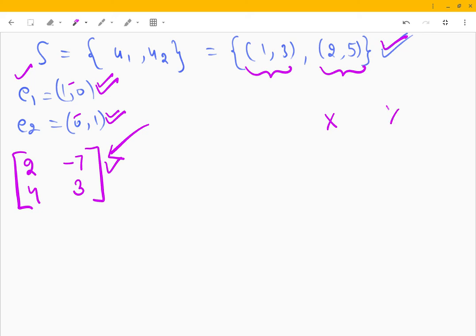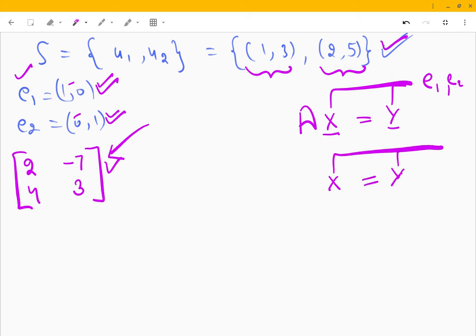If x goes to y after applying A, and I have defined these as linear combinations of e1 and e2, then if I define x and y, they will still be the same vector. But if I define them using u1 and u2, these new bases, then which transformation matrix would work? That is what they want to know. Okay, so let's find it out.